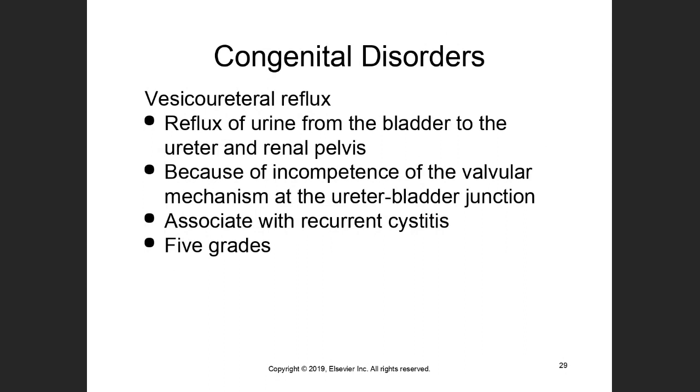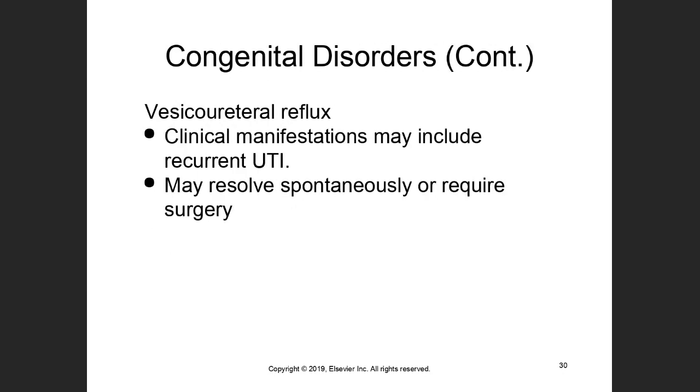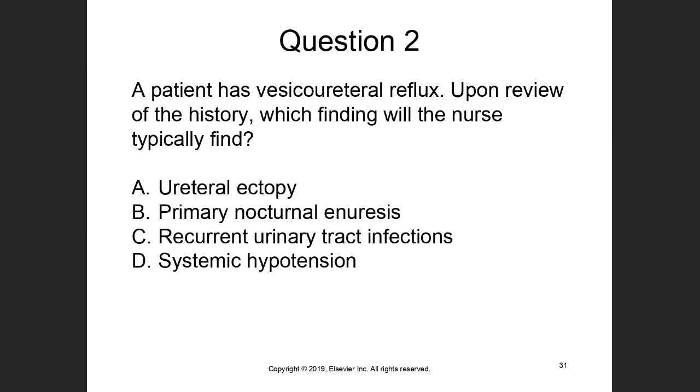Vesicoureteral reflux, that's sometimes due to an anatomical problem, and it is that the urine goes back from the urinary bladder and goes back to the kidney, and that produces recurring UTI infection. You have to do an image to see the problem.